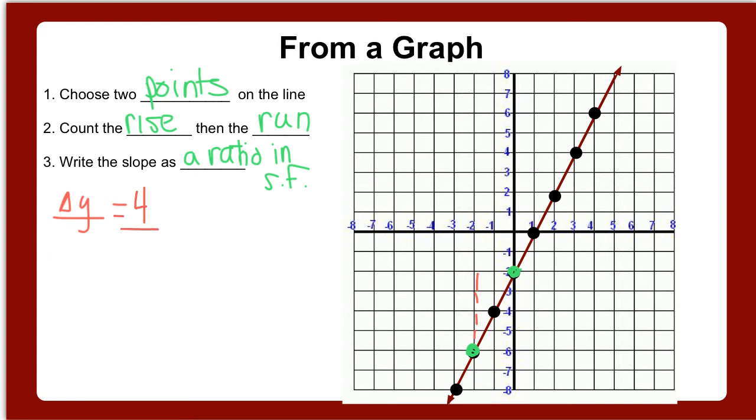And then I'm counting over 1, 2. That's my denominator, but it's not in simplest form. In simplest form, I would have 2 over 1.